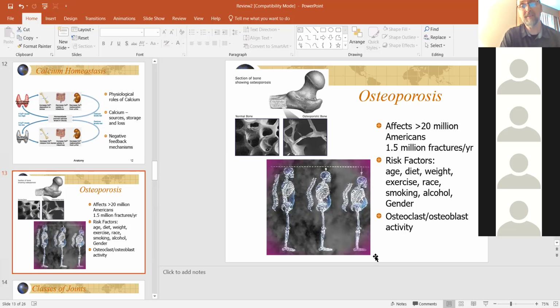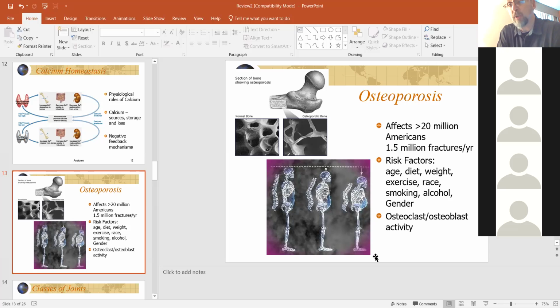Here you find these compression fractures in the vertebrae, that's one thing. Wrist fractures on falling, hip fractures, and this is because calcium has been continually taken out of the bone. Okay, and the risk factors, the primary risk factor is age and gender.